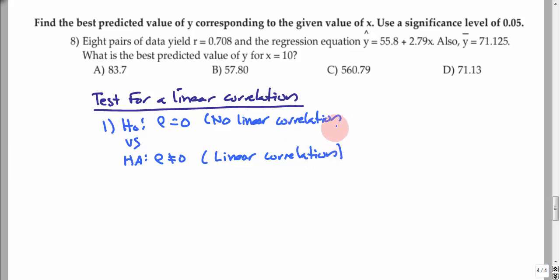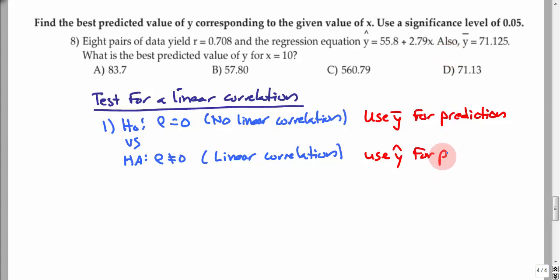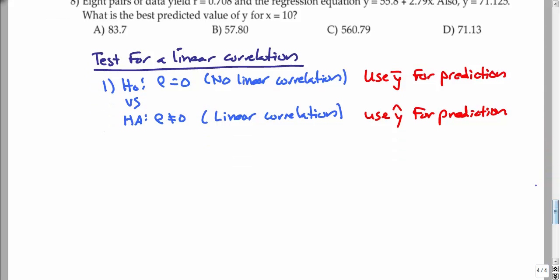So if there's no linear correlation, I will use y bar for prediction all the time. If there is some sort of a linear correlation, then I will use my y hat for prediction. Now my y hat is basically my regression line, and then I'll plug in my value of x that I'm interested in there. So I need to run through the test, find out what's going on, then I'll know what value to use for my prediction. Okay, so let's go ahead and run the test.